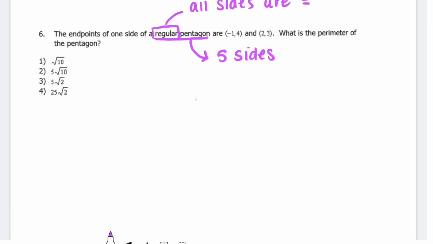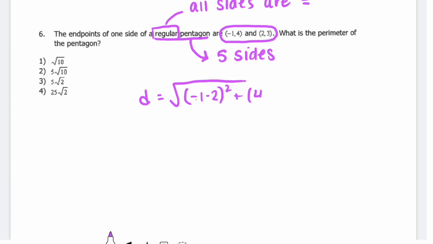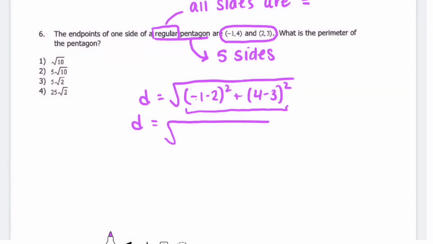So you just have to find the length of this side and then multiply it by 5, and that will be your perimeter. So I have my distance formula. I'm going to say -1 minus 2 squared plus 4 minus 3 squared. And then I'm going to plug this into the calculator. And you end up with radical 10, which cannot be simplified.